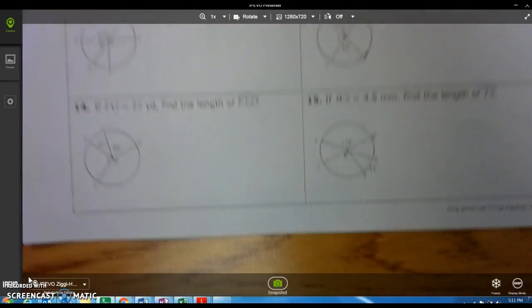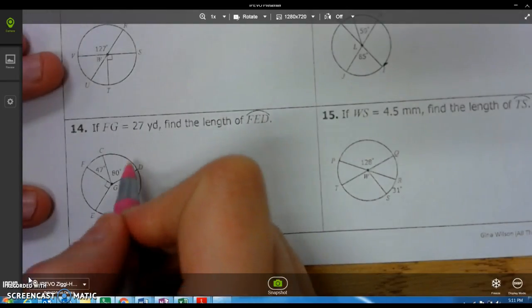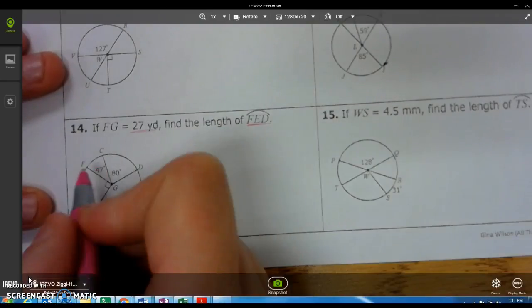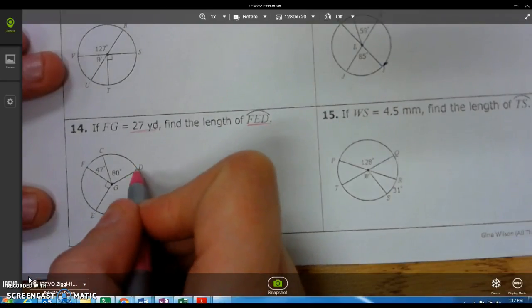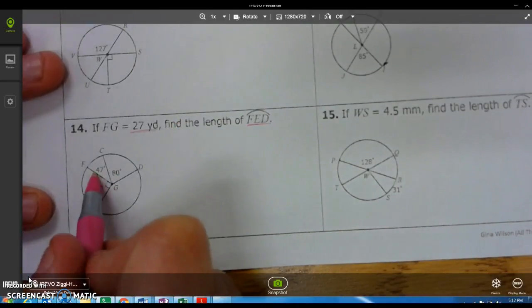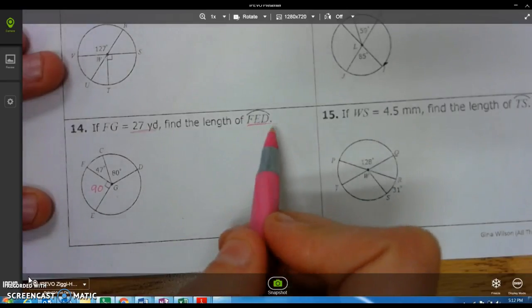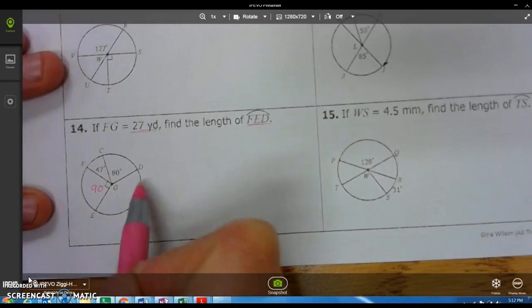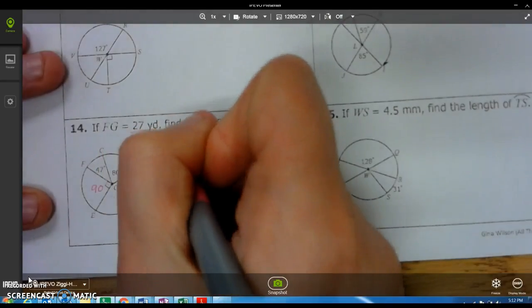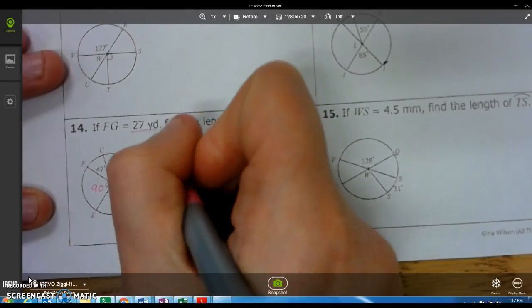I have time for one more problem, so we're going to skip down to number 14, and you're going to have to do number 12. If FG is 27 yards, find the length of FED. So F to E to D. So this is 90. That means I'm going to have to add these together and subtract to figure out what this piece is, right? Or since we want FED, we could just subtract these two from 360, which is what I'm going to do. 80 plus 47 is going to be 127.